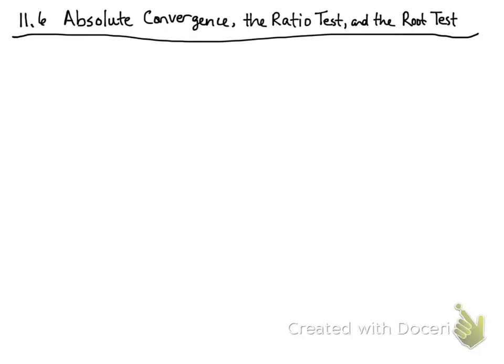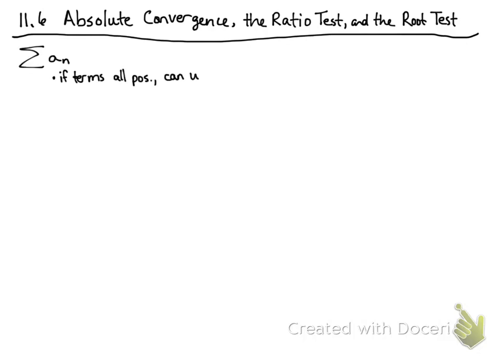Right, section 11.6 is about absolute convergence, and also two more tests to see whether a series converges, the ratio test and the root test. This video will cover the idea behind absolute convergence and some facts about it. You should read the section to learn about the ratio and root test, and we'll talk more about them in class.